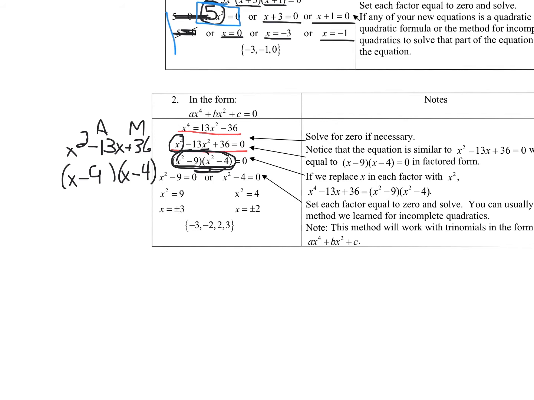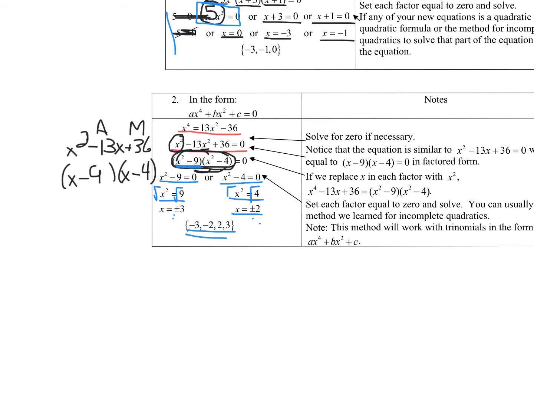Now in this particular problem, once I get this factor, x squared minus 9 equal to 0, I could factor that more, but I could also use incomplete quadratics. So we just add the 9 over, take a square root, and we get plus or minus 3. Same deal over here, move it over, take a square root, get plus or minus 2. So this one we did get 1, 2, 3, 4 answers, which is what we are expecting for a quartic equation.